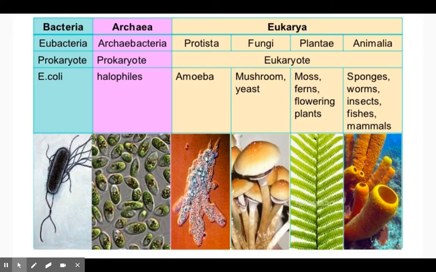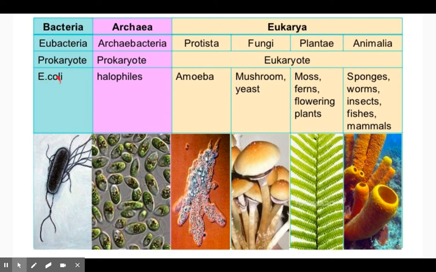Here's a little diagram to help break it down for you. We have our 3 domains here at the top, so bacteria, archaea, and eukarya. Then we have our 6 kingdoms right here, so eubacteria, archaeobacteria, protista, fungi, plantae, and animalia. This category is for the cell type, so prokaryotic or eukaryotic. And then we have some examples.